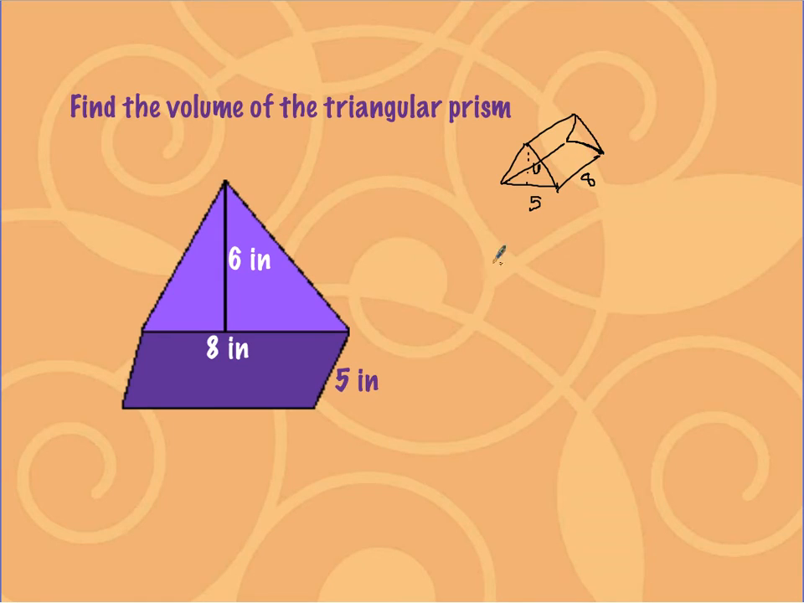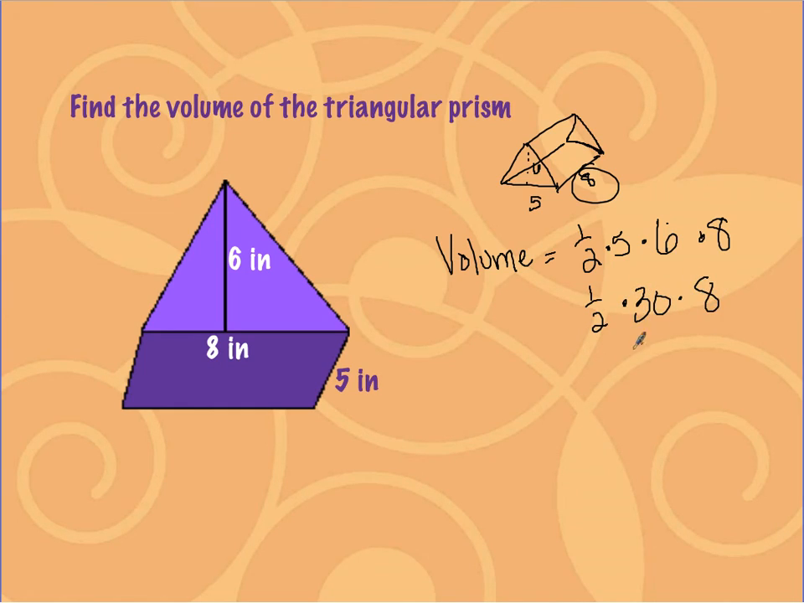All right, so in this case, we're looking for the volume equals 1/2 the base times the height, which is 6 because it's the triangle that we're doing first, times the depth, which is 8. So I'm going to take half of 30 because that's easier, and that gives me 15 times 8. I know 8 times 10 is 80. 8 times 5 is 40, so I get 120. So I know the volume of this triangular prism is 120 cubic inches.